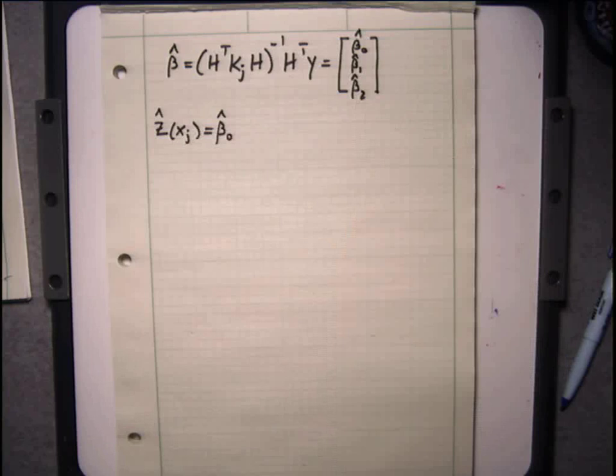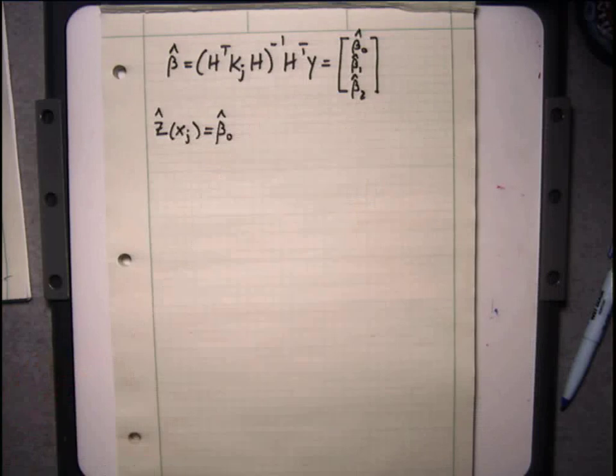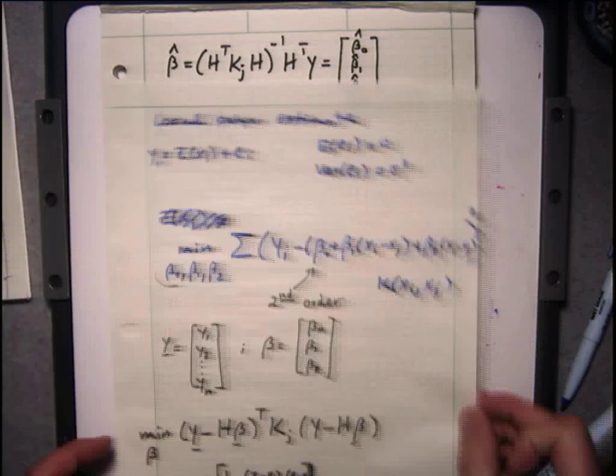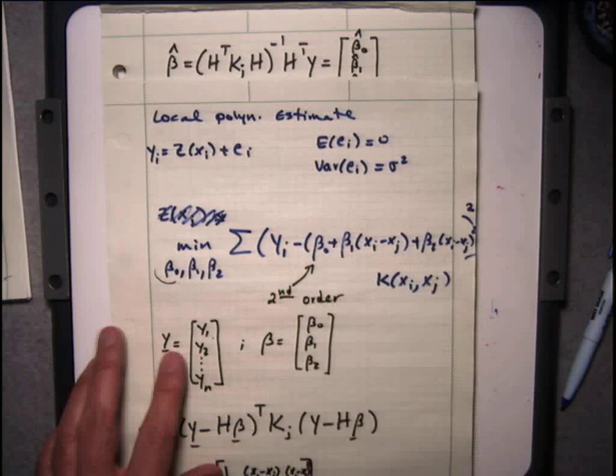Now, with this in place, let me make a couple of observations. First of all, here what we used was a polynomial expansion, right? We used a Taylor series.